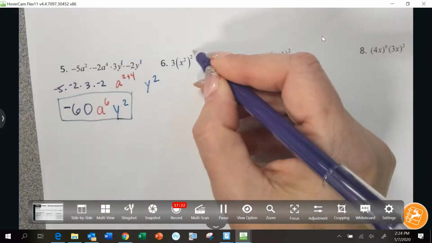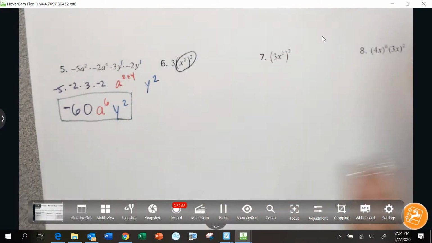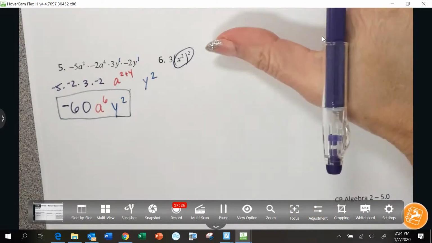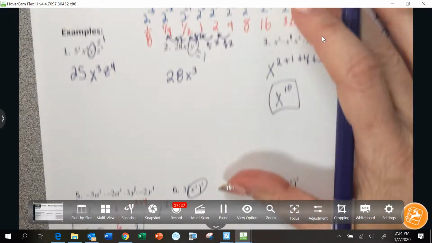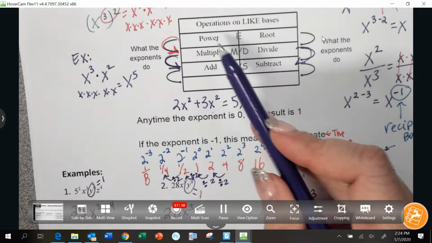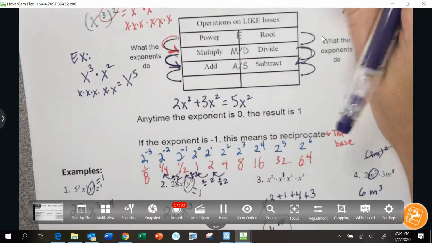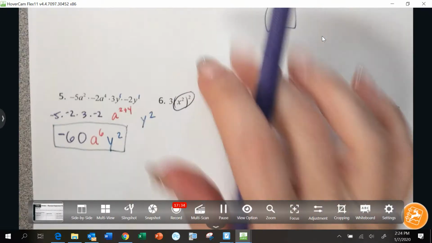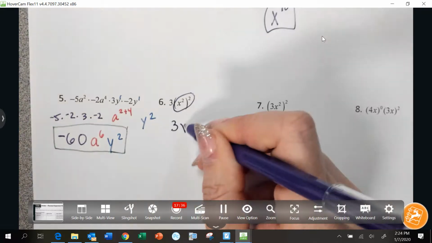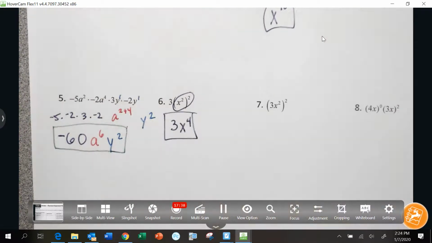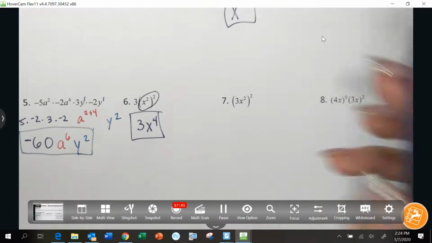So we're going to square the x squared first. So that is where we're doing a power. And if we're doing a power, you multiply the exponents. And 3 and you get 3x to the 4th.